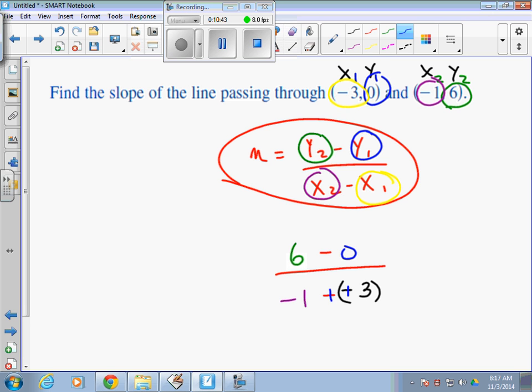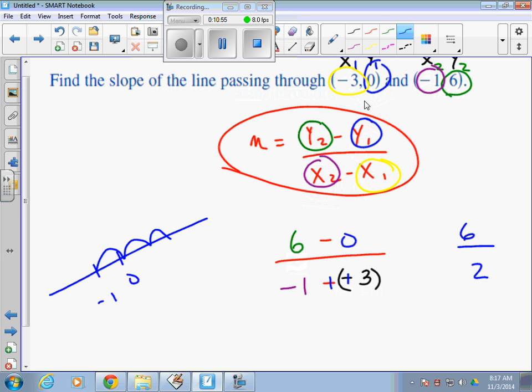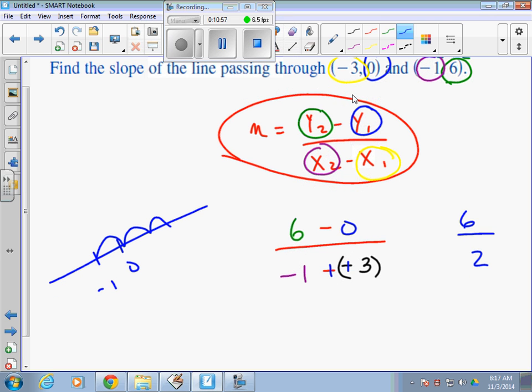So 6 minus 0, when you just simplify straight across, 6 minus 0 is 6. And negative 1 plus 3, think of it this way. Negative 1 plus 1, 2, 3 is going to be 2. That says 6 divided by 2, which we know to simplify, the slope is going to be 3. So that's a positive number. That slope is going to rise. That ramp's going to go up 3.